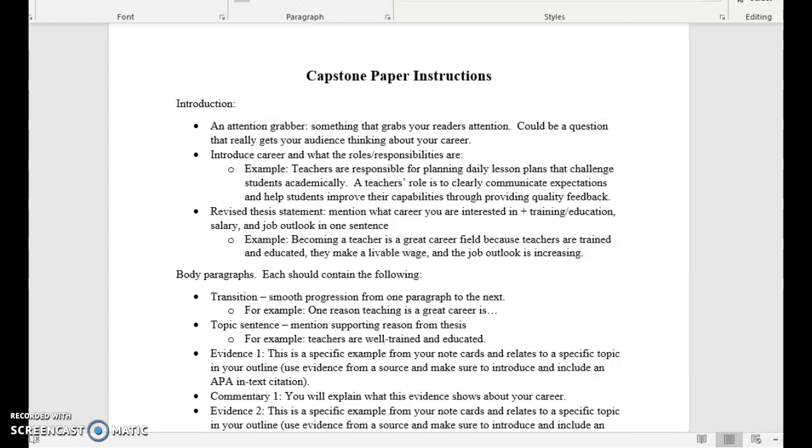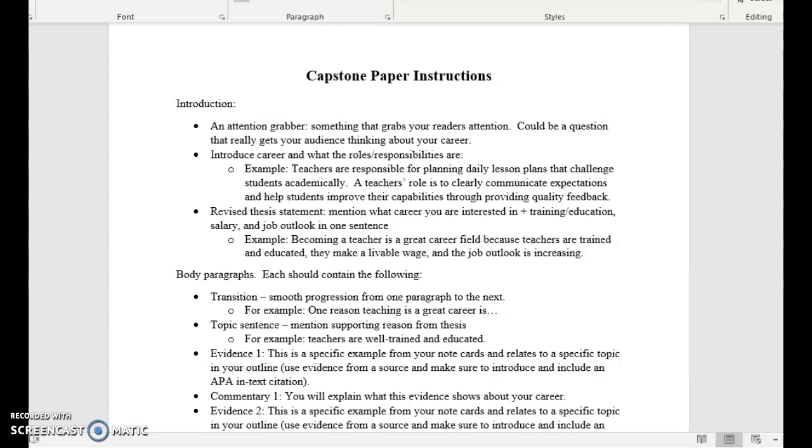So I wanted to talk through your capstone paper, kind of talk through the different elements that you're going to be including in each one of your paragraphs. And then I'm going to talk through a little bit about your outline and how that is supposed to look. Okay. So first of all, in your introduction, you're essentially going to do three things. And these three things you are going to put in your outline.